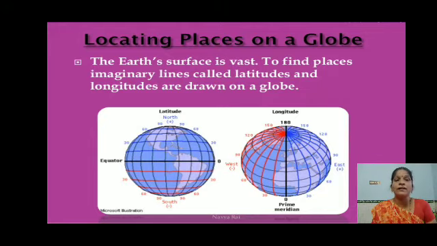Yes. The earth's surface is vast. Vast means what? Very big. Okay, so they are saying the earth's surface is vast. To find places, imaginary lines called latitudes and longitudes are drawn on a globe. Yes, now you understand, children. To locate a place on the earth easily, for that purpose we draw the imaginary lines on the globe. Okay, but we draw two sets. Okay, latitude and also longitude, and I already told you about the axis also.